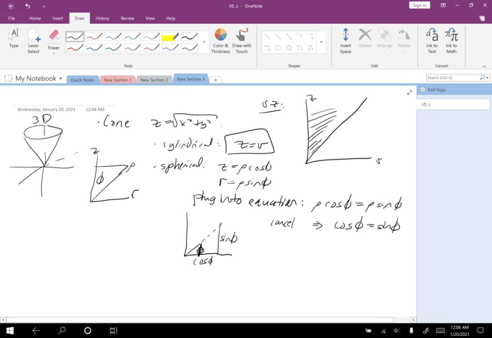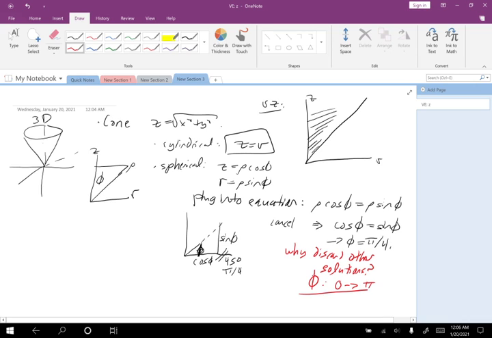We'll recall that 45 degrees is when these two things are equal. And that's just pi over 4, right? So that means phi is pi over 4. And let me just comment, why did I discard the other solutions? It's because phi lives in 0 to pi.